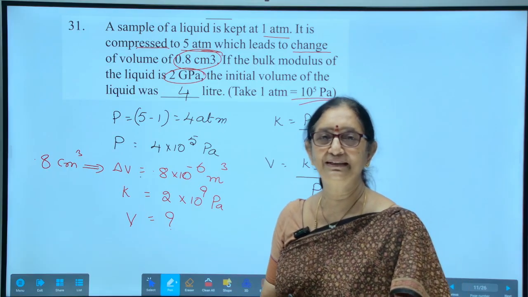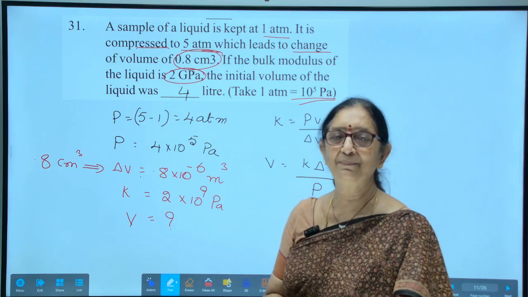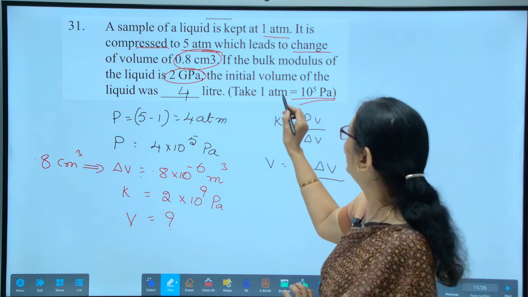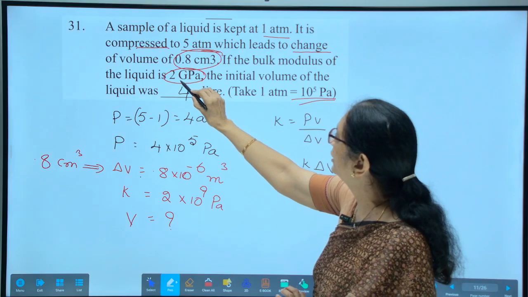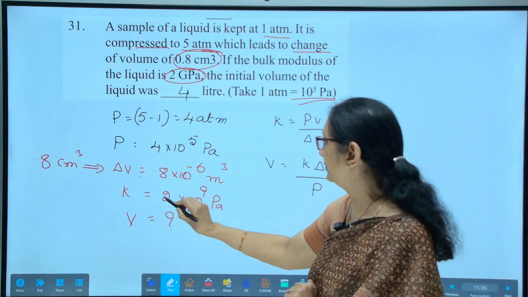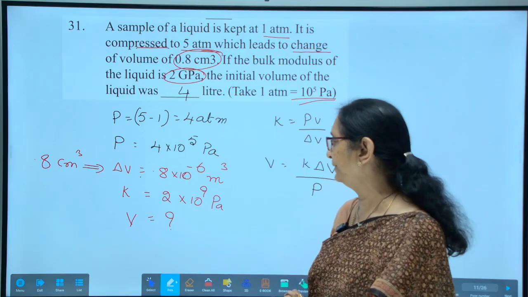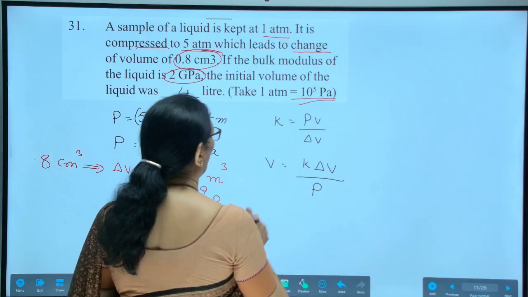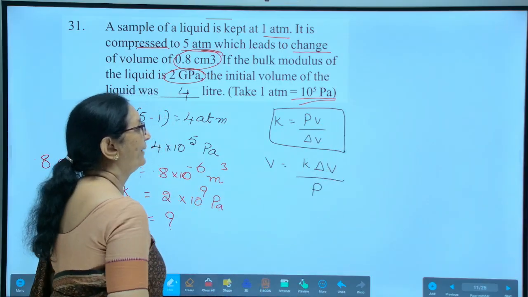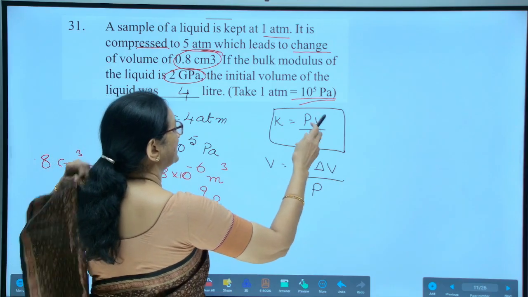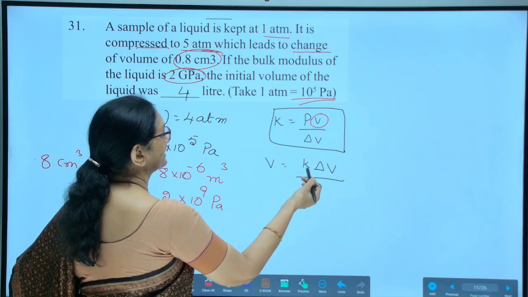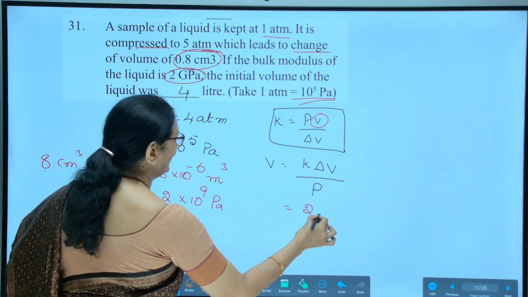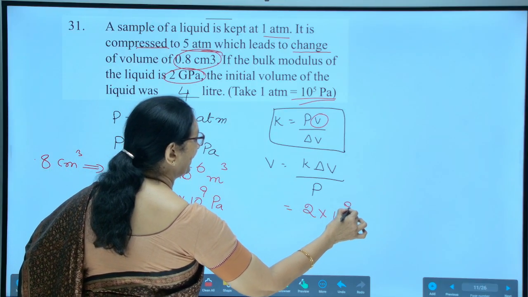You have to convert that into meter cube. 1 cc is 10 power minus 6 meter cube. So it is 0.8 into 10 power minus 6 meter cube, and bulk modulus is given as 2 GPa, gigapascals. So K is equal to 2 into 10 to the power of 9 pascal. So what is the original volume of the liquid taken? We know only one formula for bulk modulus, K equals P V by delta V, from which you are supposed to find the original volume. V is equal to K into delta V by P. So let us substitute the values. K is given as 2 into 10 to the power of 9.